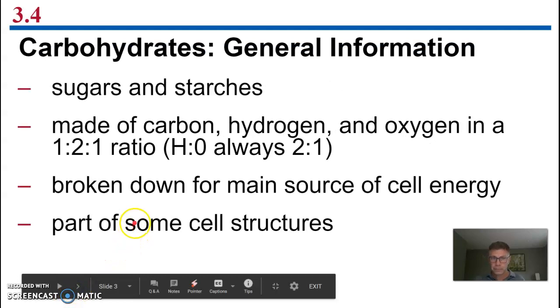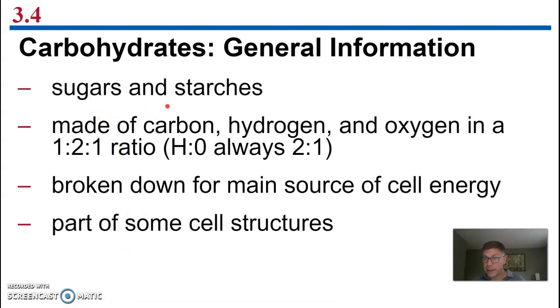All right, so they're commonly called sugars and starches. They are made of, as I was just saying, a carbon, hydrogen, and oxygen ratio of 1 to 2 to 1. What does that mean? It means that for every carbon, there should be 2 hydrogens and 1 oxygen. Or in other words, for every carbon, there is a water, a carbohydrate.